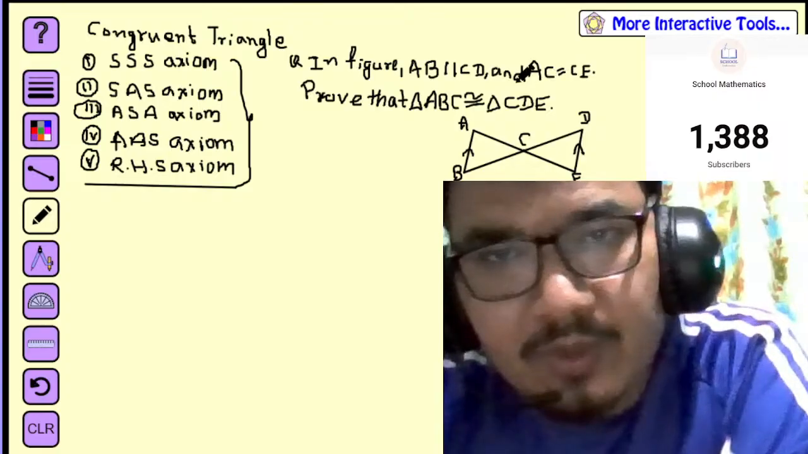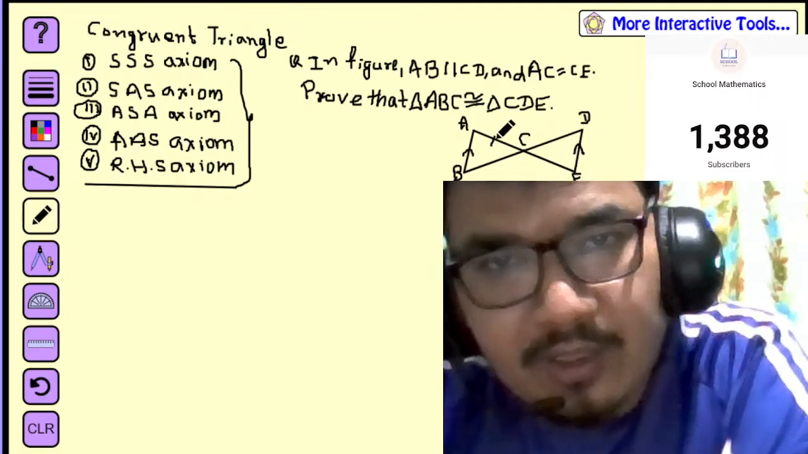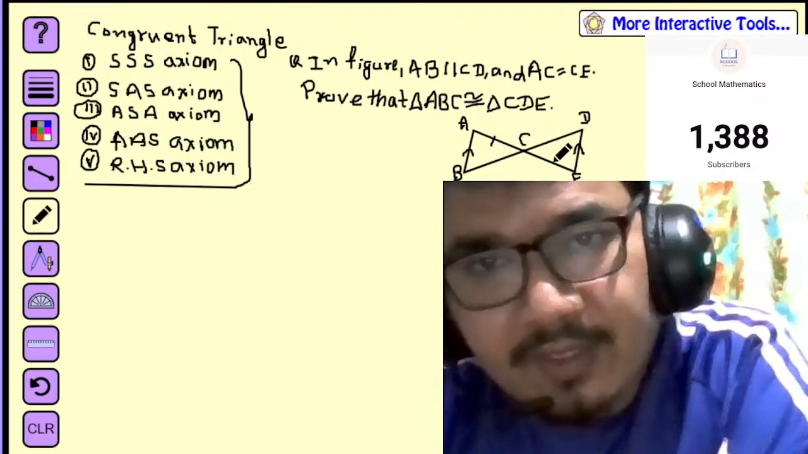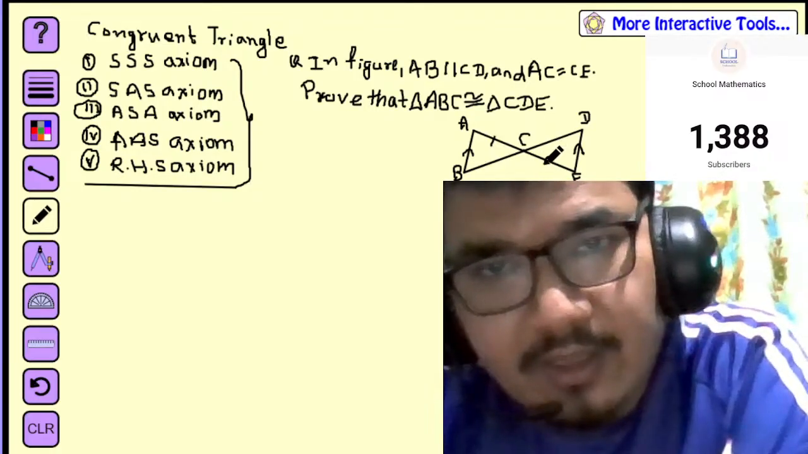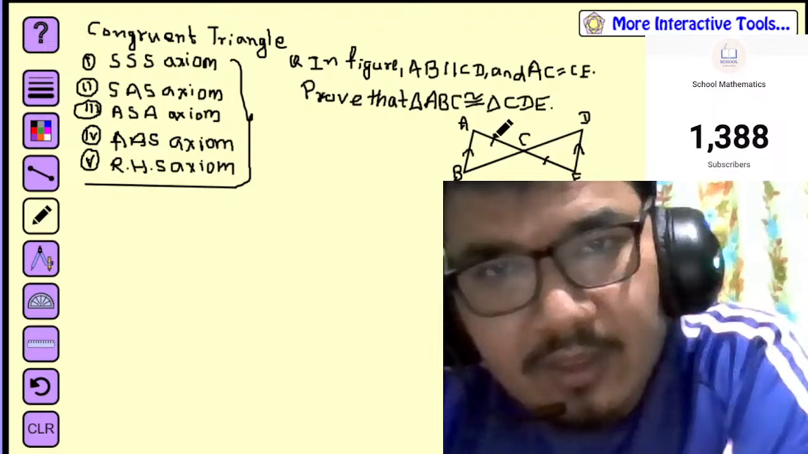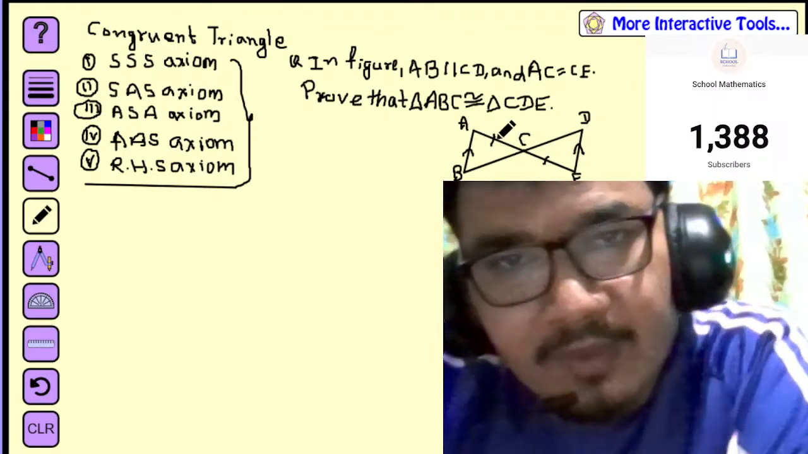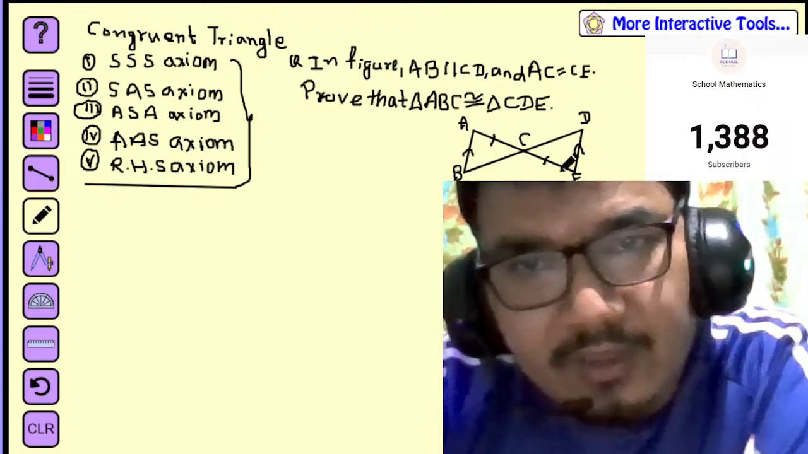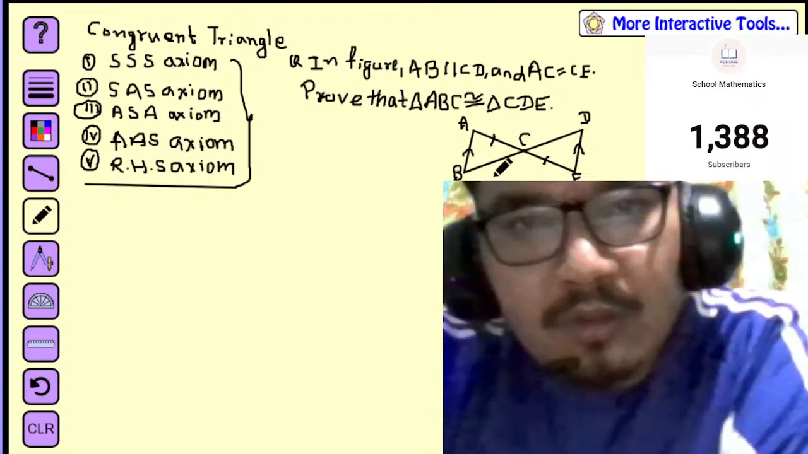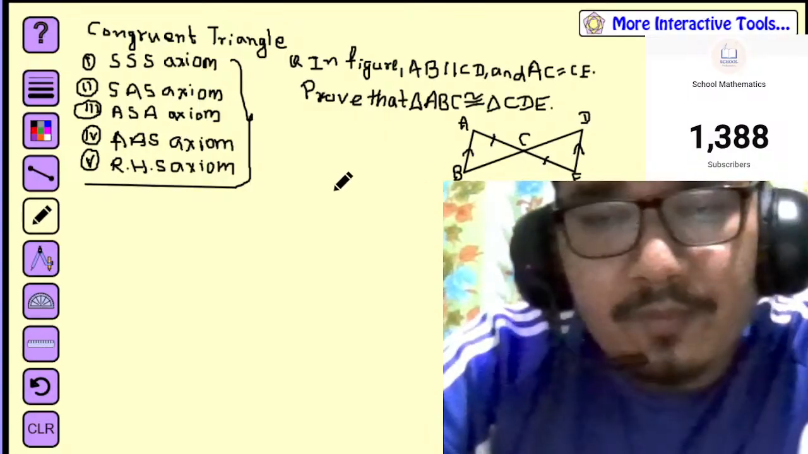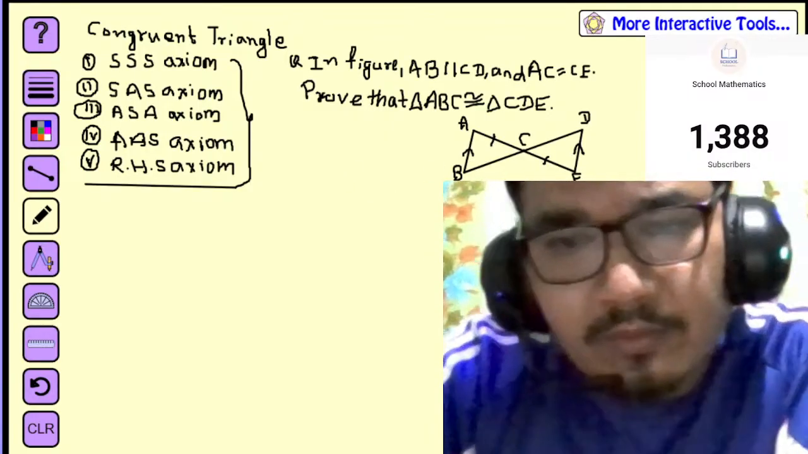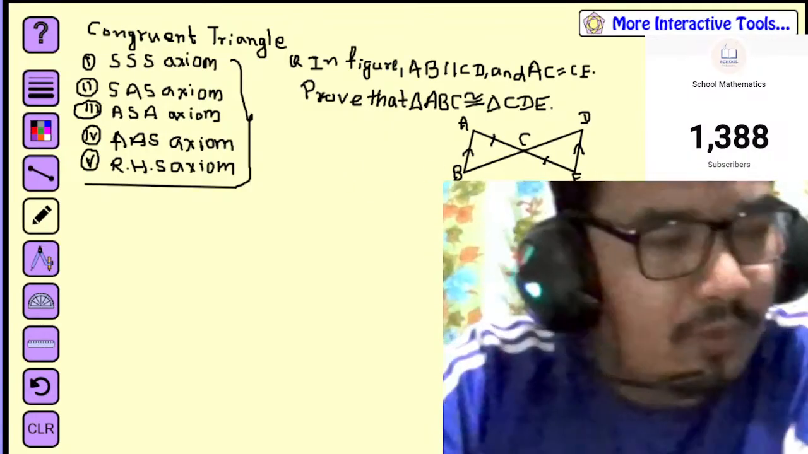And according to this question, look, this AC part and this CE part are marked like this. It means this AC part is equal to CE part. Like this cutting means these two sides are equal. And now look here.